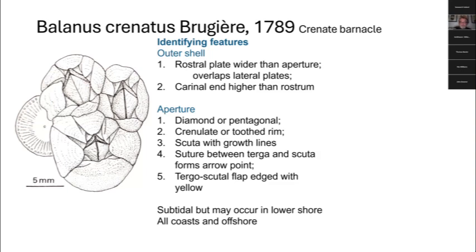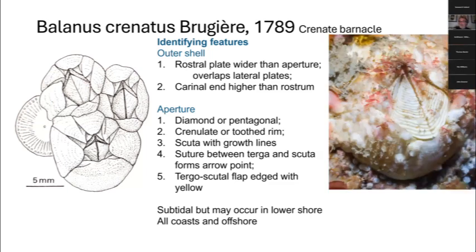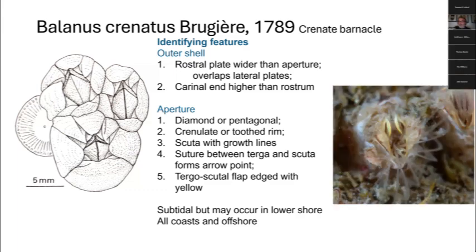The scuta have growth lines, and you can see these growth lines on the scuta here. So this is the sort of diamond. In fact, this is almost a teardrop shaped aperture in this photograph, but it has these growth lines, which you do see in Balanus crenatus. And here's one that's open.